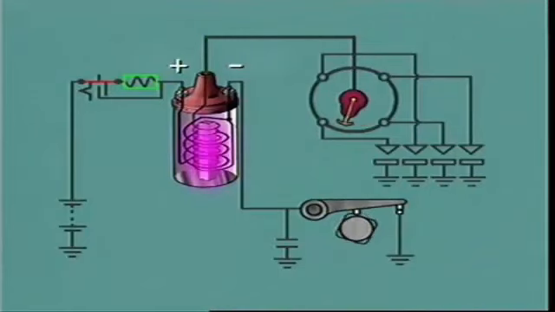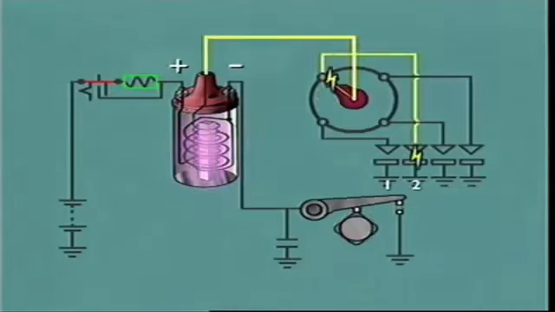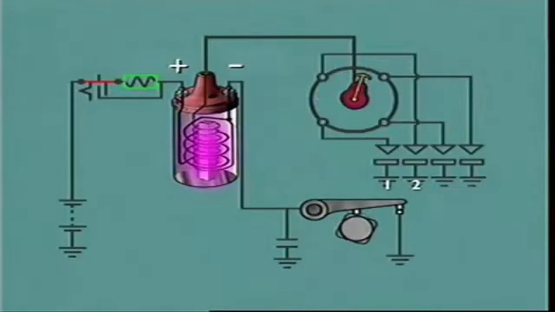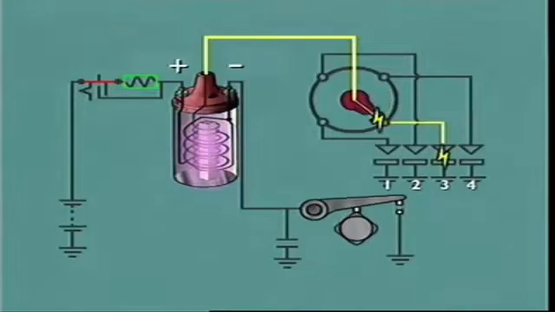By positioning the rotor arm opposite the electrode for number 1 cylinder, when it is at the end of its compression stroke, then connecting successive leads in the engine firing order, each surge occurs in the correct sequence.